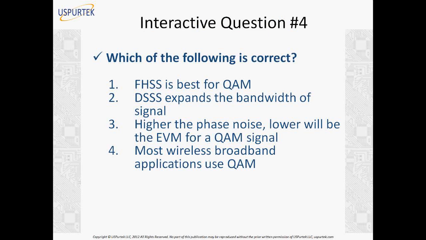So higher the phase noise, lower will be the EVM for a QAM signal. No, that is not true. Higher the phase noise, more will be the error vector magnitude actually. EVM is a direct measure of the phase noise. So 3 is not true. Most wireless broadband applications use QAM. That is true.